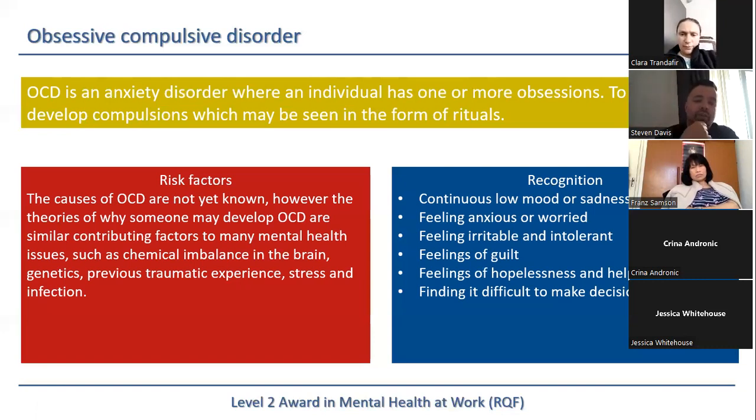Risk factors then. The cause of OCD is not yet known. However, the theories of why some may develop OCD are similar to contributing factors of mental health issues. So again, chemical imbalance. We're looking at serotonin and dopamine in the brain. Genetics, previous traumatic experiences, so PTSD, stress, and or infections. And then signs: continuous low moods and sadness, feeling anxious or worried, feeling irritable and intolerant, feelings of guilt, feelings of hopelessness and helplessness, and finding it difficult to make decisions.